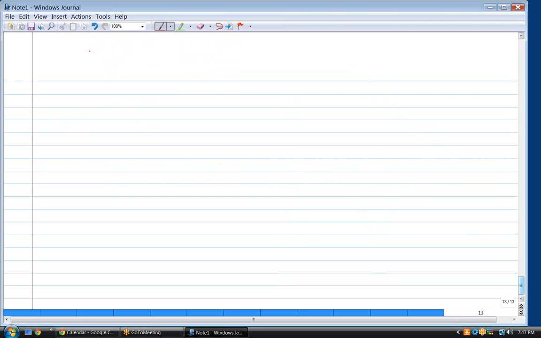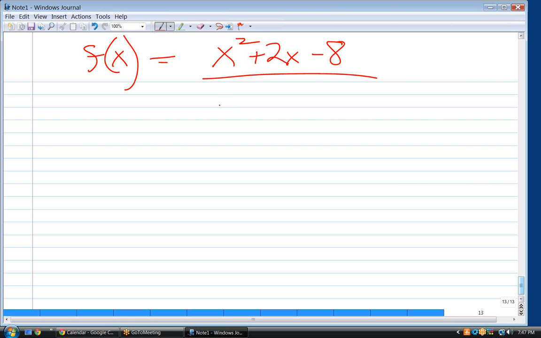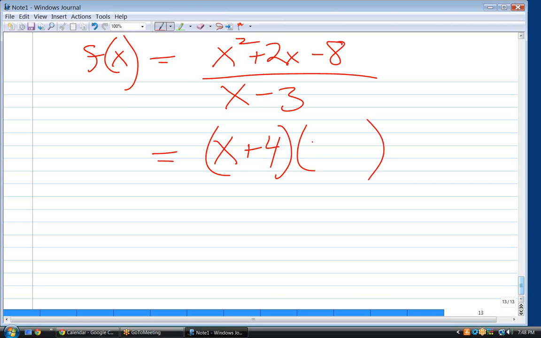What else? X squared plus 2x minus 8 all over x minus 3. Let's factor it just because it's a quadratic that can be factored. In other words, these problems always need you to factor these. I'm not sure I've ever seen a quadratic that didn't need factoring in a problem like this.